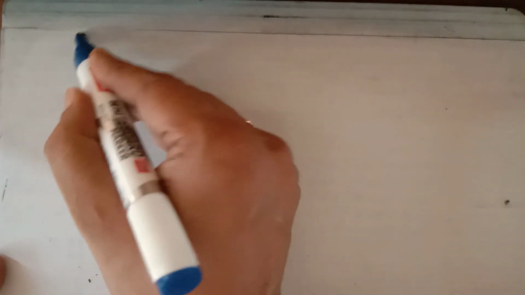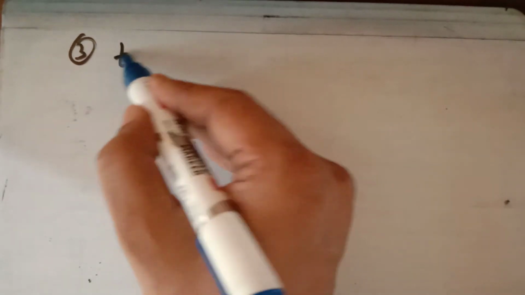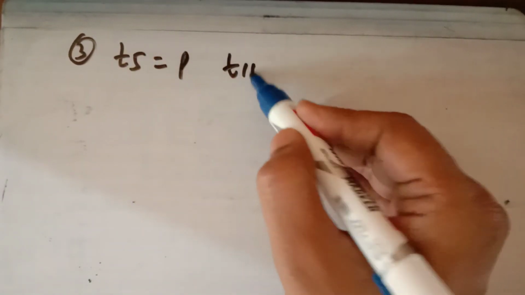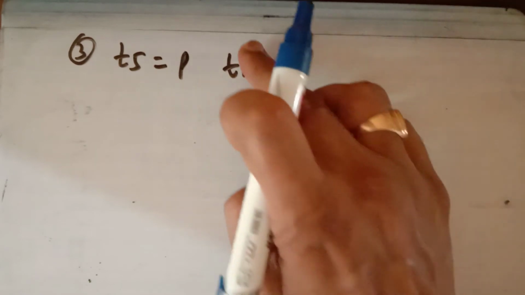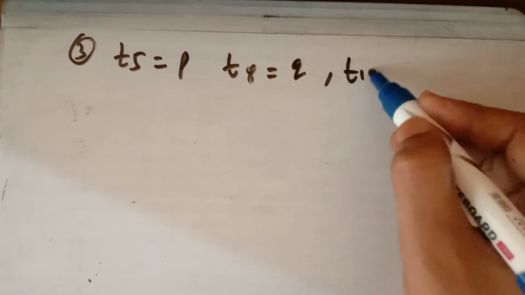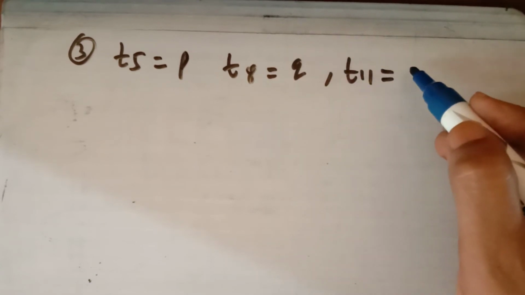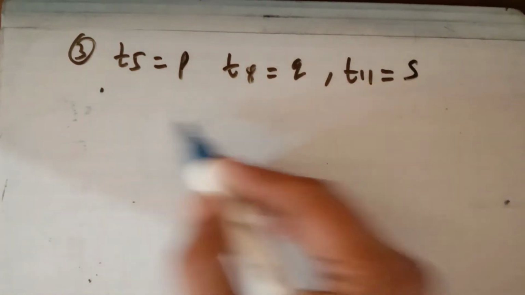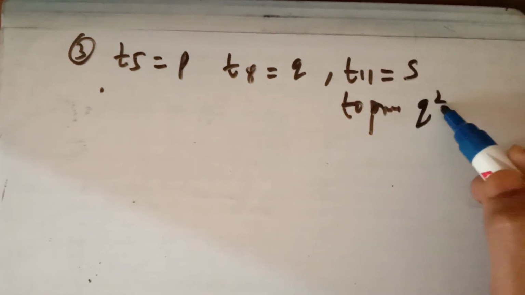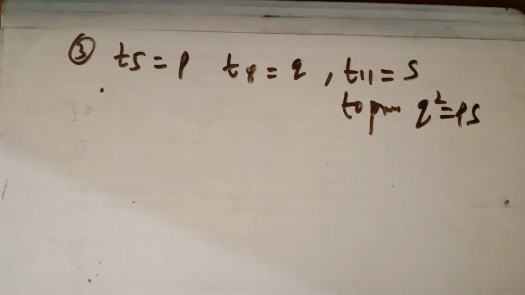Now read question number 3 of your book. It says that the 4th term of a GP is given as P, the 8th term is given as Q, and the 11th term is given as S. And you have to prove that Q square is equal to P into S. This you have to prove.